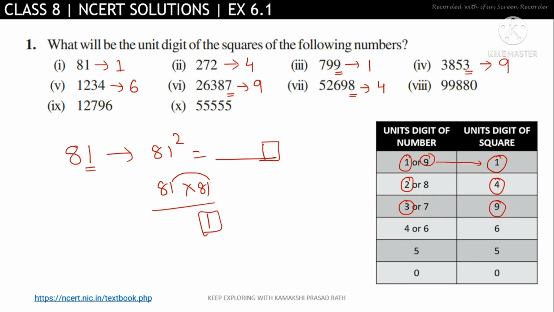Next 99,880. So it will always end with 0. As you can see here, if a number ends with 0, the square will also end with 0. Next one, 12,796. So again, squared, 6 into 6, 36. So the squared number will also end with 6. The last one, 55,555 square, it will end with 5, because the ones place is 5. So in this way, without finding the squares, we can easily know what will be the units digit of the squares.